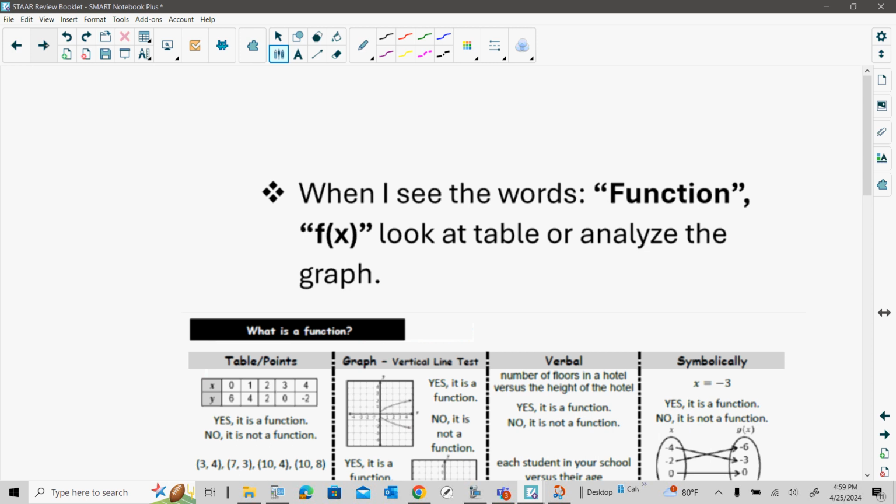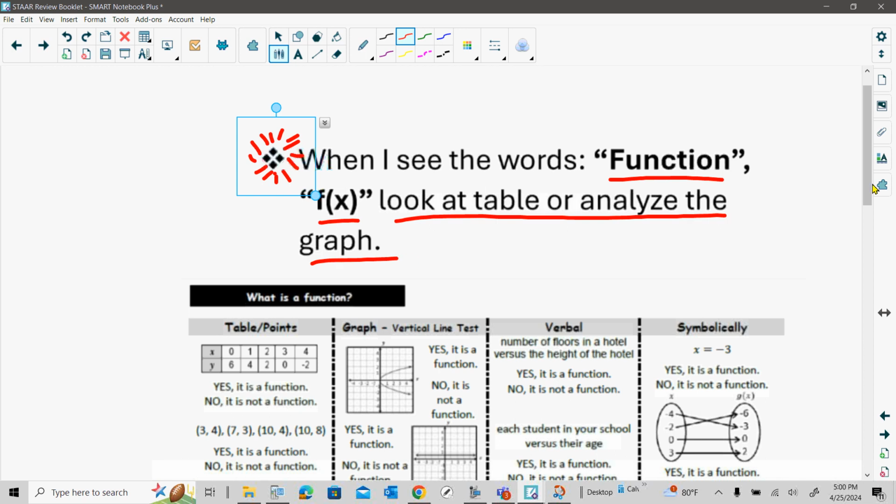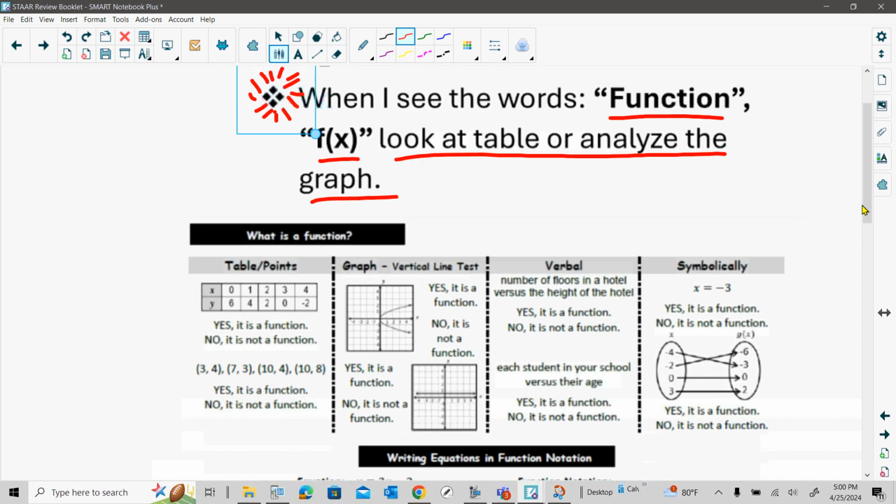All right, so then you might see some functions. So we just kind of recap some things about functions. So I'm going to the next page, and it says right here, this is important. So I'm just going to start this. If I see the word function or f of x, then we want to look at the table or analyze the graph, okay?